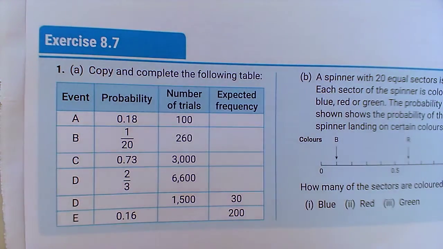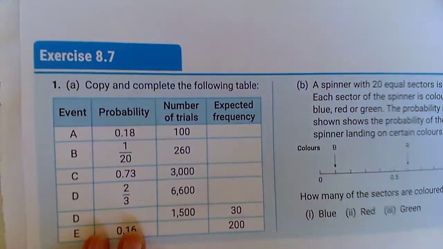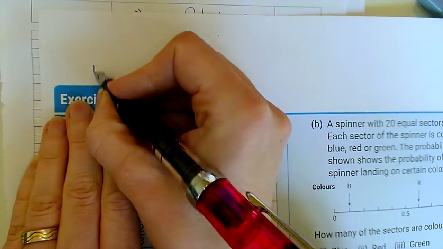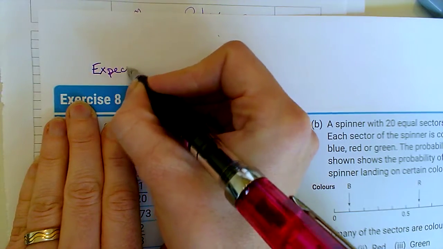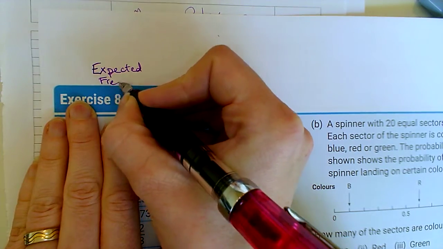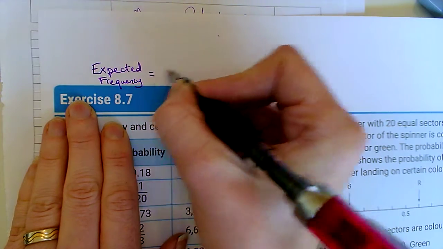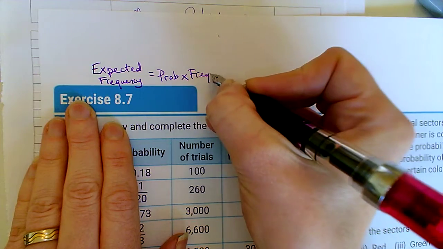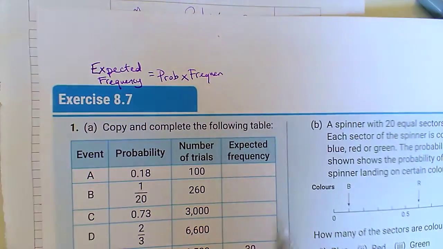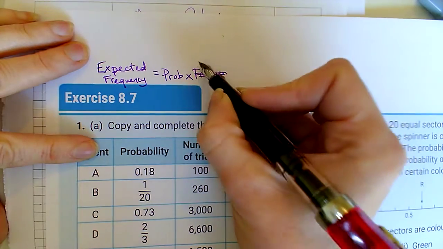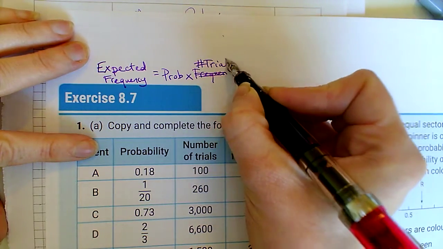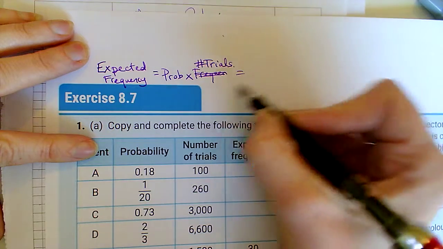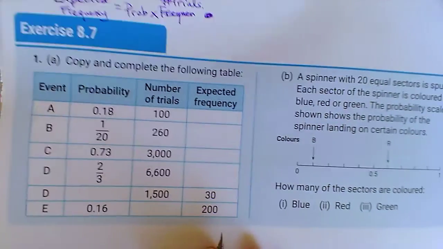So it's breaking things down for us to help us remember what we're doing with probability, number of trials, expected frequency. So a quick reminder then again, the expected frequency, how many times we expect something to happen, is always going to be the probability multiplied by the number of trials. So how many times did we try something out? Multiply that by the probability and we get the expected frequency.